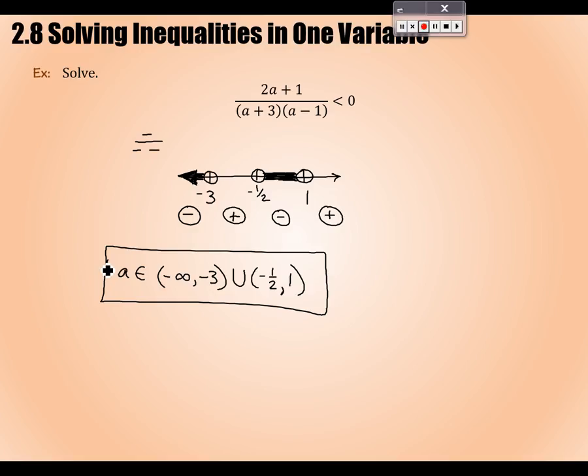Plug 0 in, you get 1 over 3 times negative 1. Is that okay? Yeah. Okay. Anything else you want to say about that example? I thought I saw another hand, but we're going kind of quick because we want to get to the really good stuff.